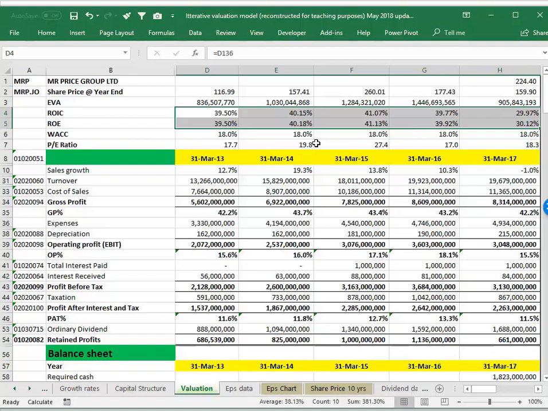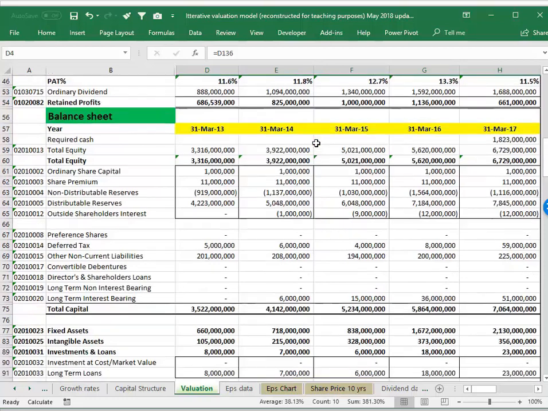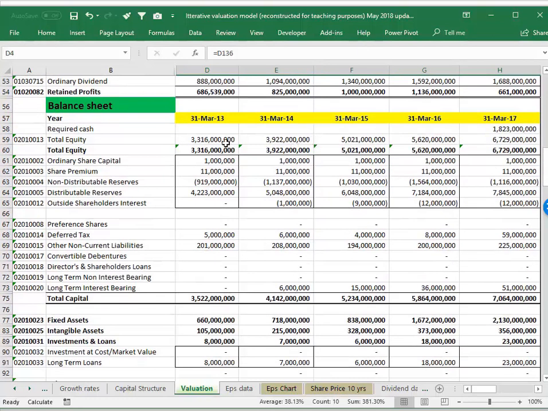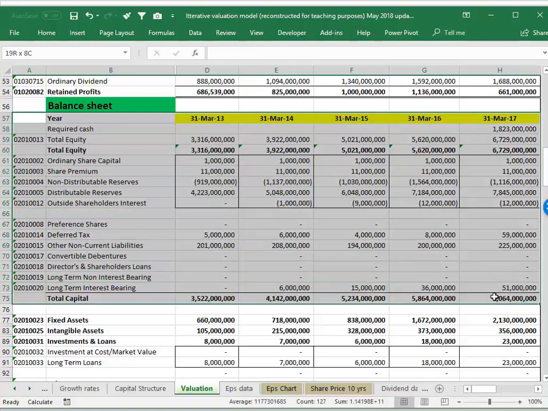I'm going to scroll down, and you'll see underneath the income statement there is the balance sheet, and here in the first half of the balance sheet we have what we called up until now our equity plus our debt components.